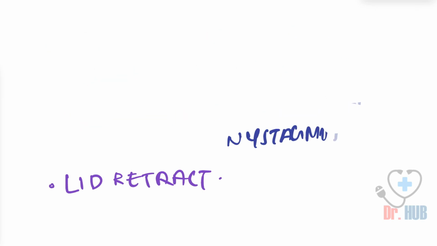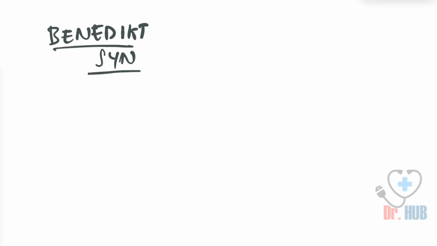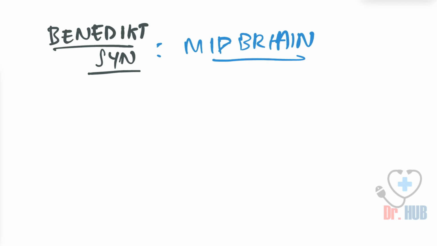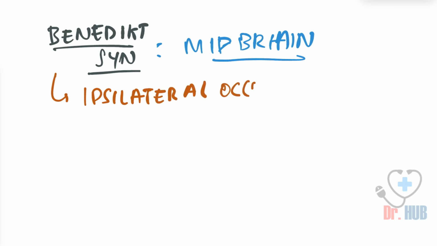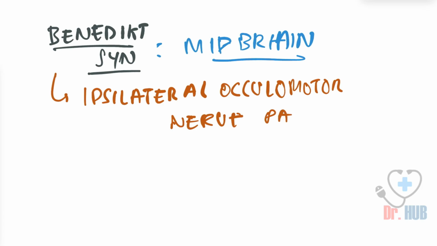Then we move ahead to the next one, the Benedict syndrome. What is this Benedict syndrome? It involves lesions in the midbrain. And what are the clinical features? They include an ipsilateral oculomotor nerve palsy.